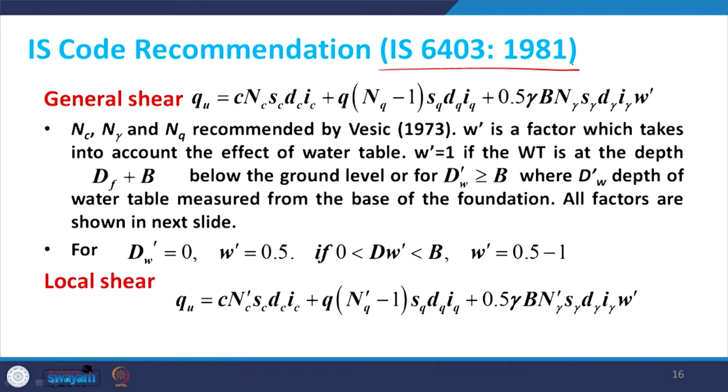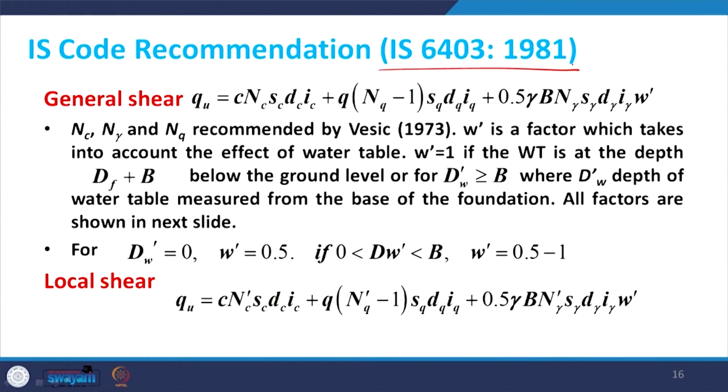Now, in this code, let us first discuss general C-phi soil, when you have both cohesion and phi component inside the soil, and how to find the bearing capacity. The first equation is for general shear failure, and then we are going to discuss the modification for local shear failure.